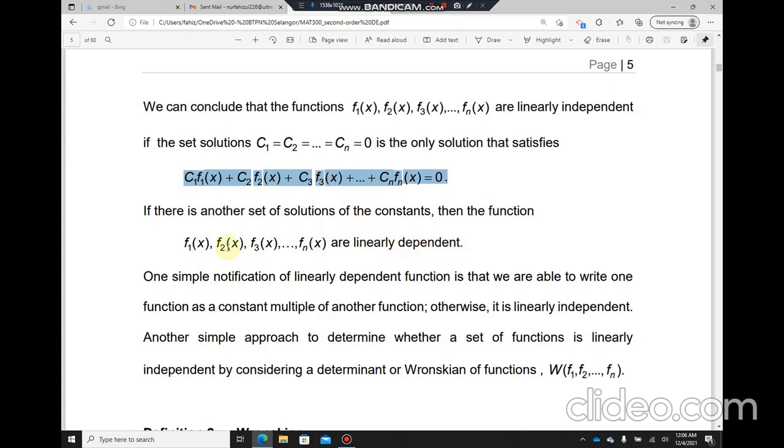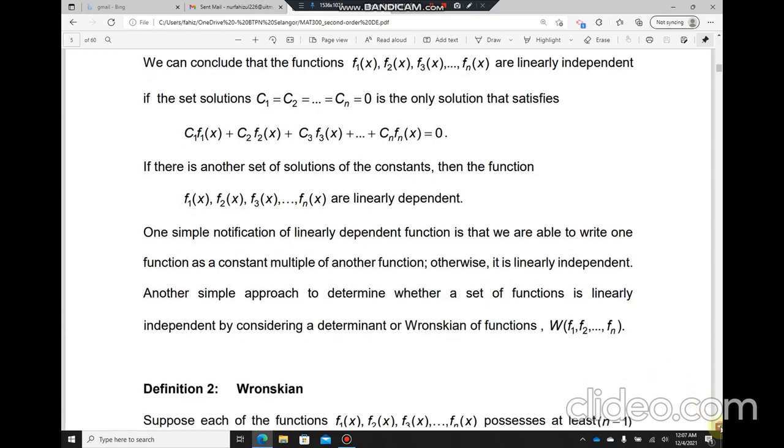adalah linearly dependent. One simple notification of linearly dependent function is that we are able to write one function as a constant multiple of another function. Otherwise, it is linearly independent. Another simple approach to determine whether a set of functions is linearly independent is by considering a determinant or Wronskian of function. So satu lagi cara yang paling mudah untuk kita tentukan sama ada function tu linearly dependent or linearly independent adalah menggunakan Wronskian of function.